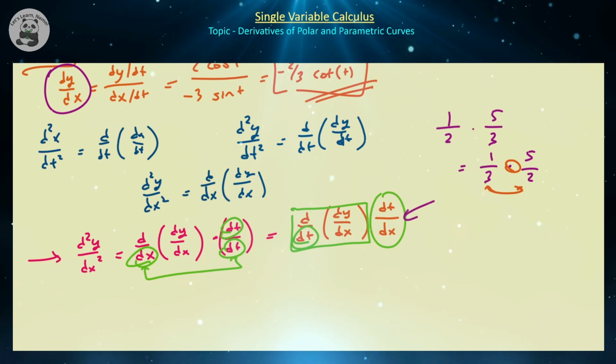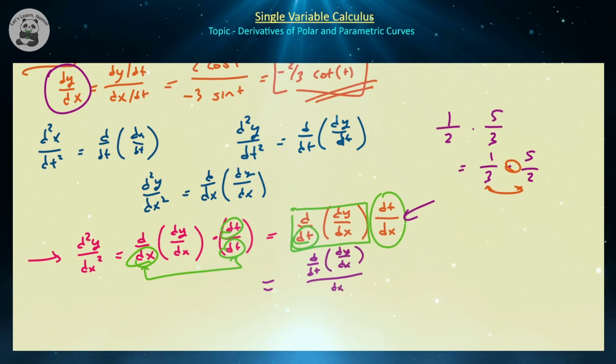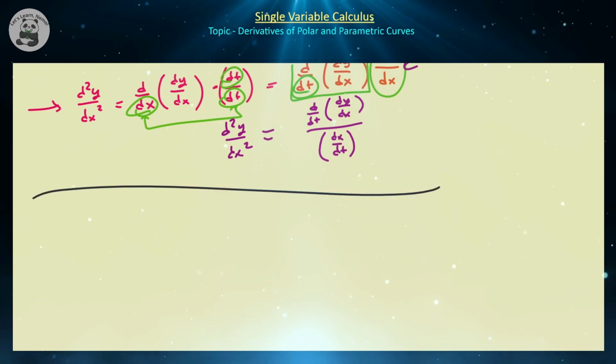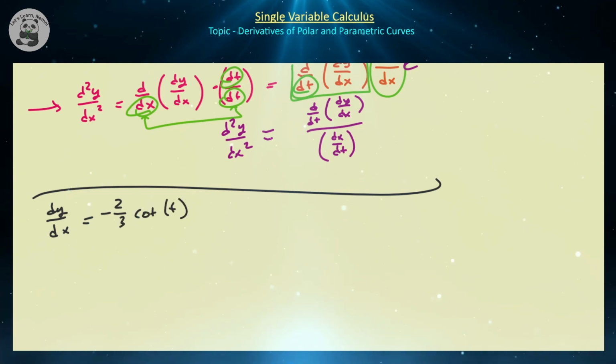So if we treat this as a fraction, and there are many contexts where this is perfectly appropriate, what we're going to have is the derivative with respect to time of dy/dx, all divided by dx/dt. And that gives us an expression for d²y/dx². So if we use this little derivation to our advantage to go back to our example, where dy/dx was equal to minus 2/3 cotangent of t, what would d²y/dx² be equal to?